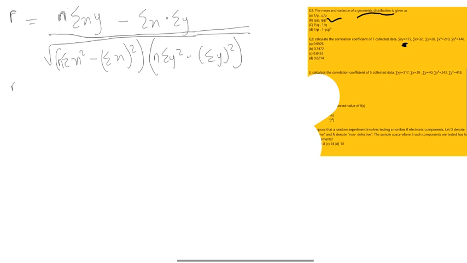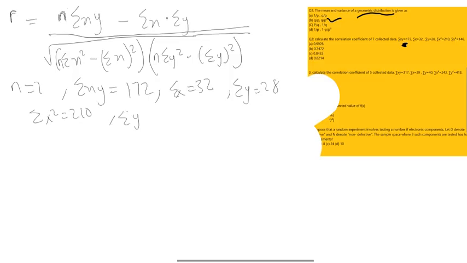Alright, let's go. So we said n is equal to 7. Summation xy is equal to 172. Summation x is equal to 32. Summation y is equal to 28. Summation x squared equals 210. Summation y squared equals 146. So let's apply our formula and solve.